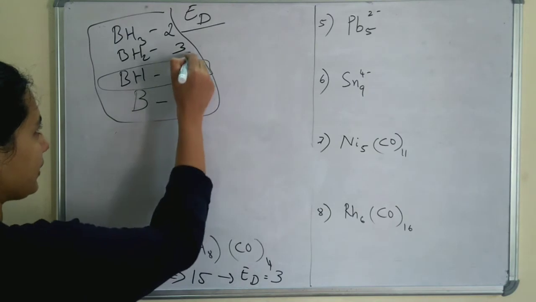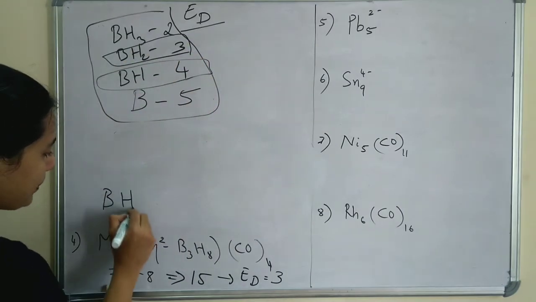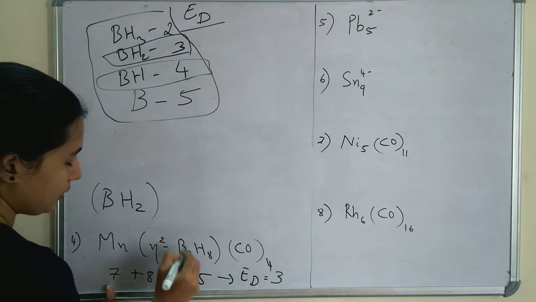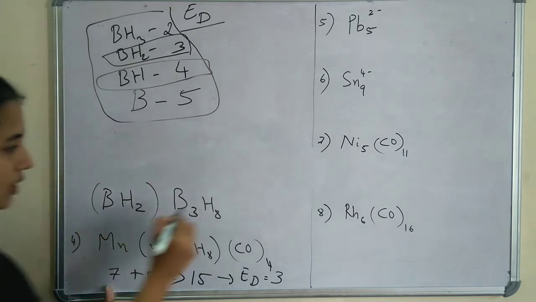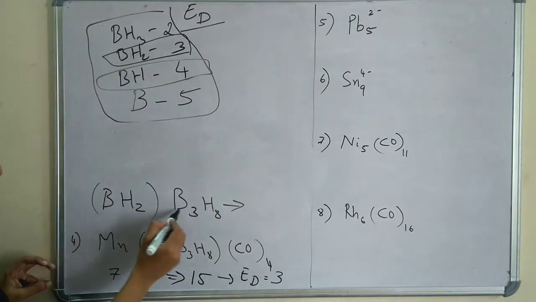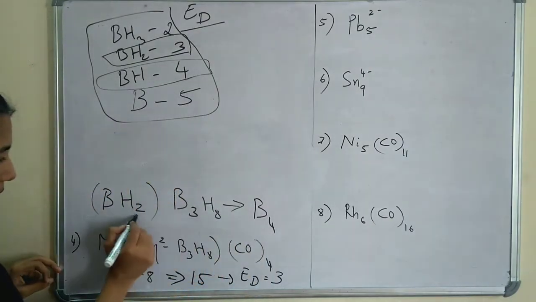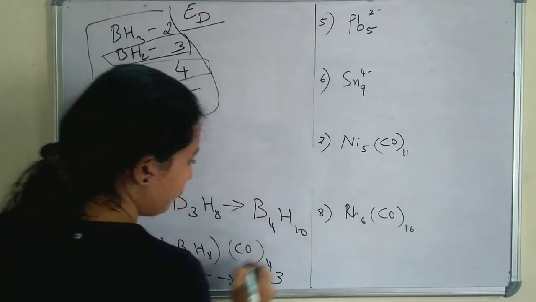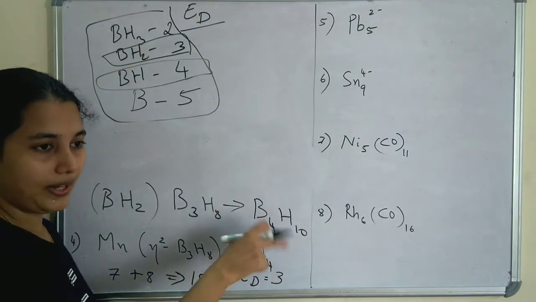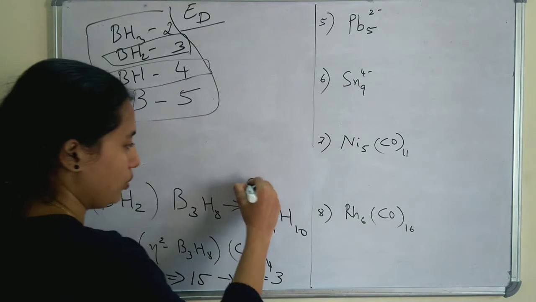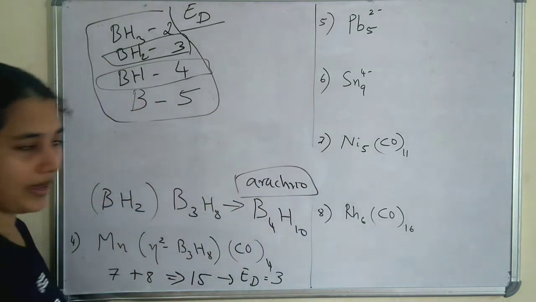In the table, 3 is for BH2. So we replace this with BH2, and here B3H8. Now we add B3 plus 1, which is B4, and H 8 plus 2, which is 10. So B4H10 is 4 plus 6, n plus 6. n plus 6 is arachno, so the structure is arachno.